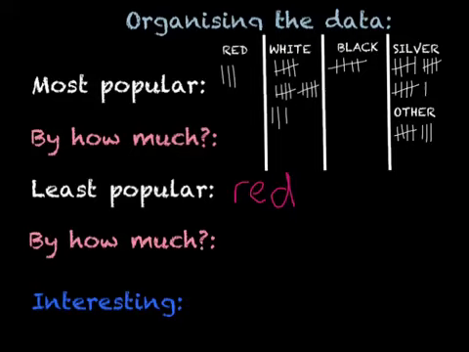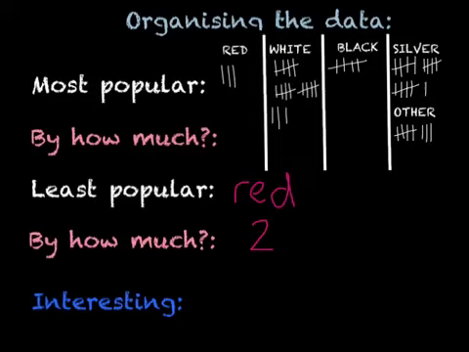So let's have a look. Other has 5, 6, 7, 8. Black only has 5. So it's definitely black is the next closest. How close to red was it in our results? Black has 5, red has 3. The difference between 5 and 3 is 2. So the answer is 2. Red was the least popular by 2.